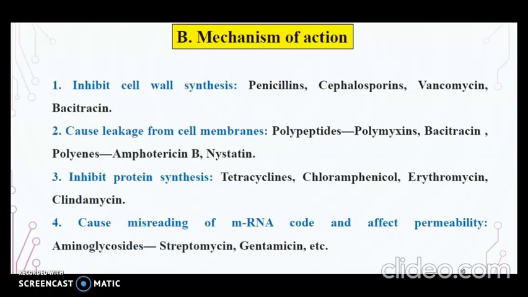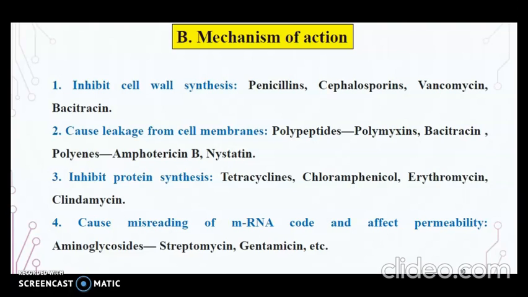And few examples based on the mechanism of action. For example, those that inhibit cell wall synthesis include penicillins, cephalosporins, vancomycin, bacitracin. Those that cause leakage from cell membranes include polypeptides like polymyxins, bacitracin, polyenes like amphotericin B and nystatin. And those which inhibit protein synthesis include tetracyclines, chloramphenicol, erythromycin, clindamycin.